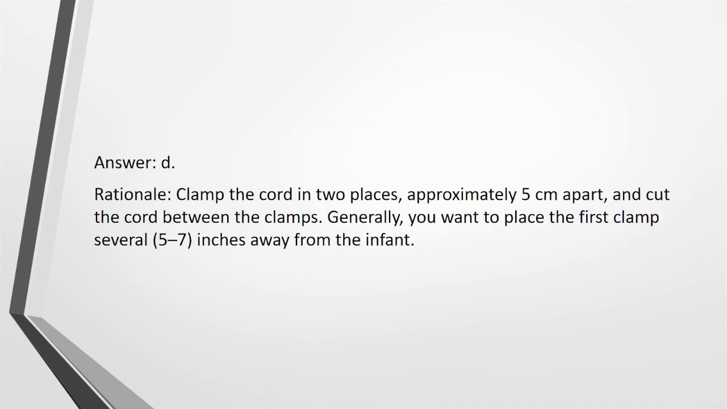Answer D. Rationale. Clamp the cord in 2 places, approximately 5 centimeters apart, and cut the cord between the clamps. Generally, you want to place the first clamp 5 to 7 inches away from the infant.